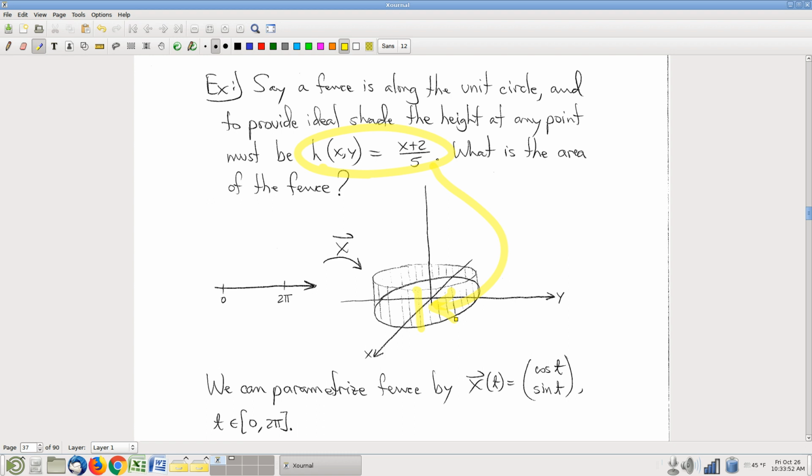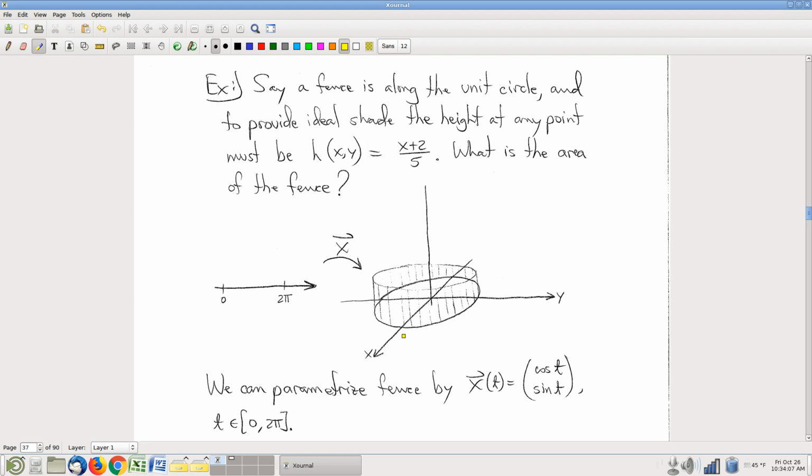Right, so reasonable question: what's the total area of the fence? Like, I need to hire someone to come out and paint the fence. How much paint are we going to need, and how much he's going to charge depends on how much area there is of the fence. So how do we do this calculation?